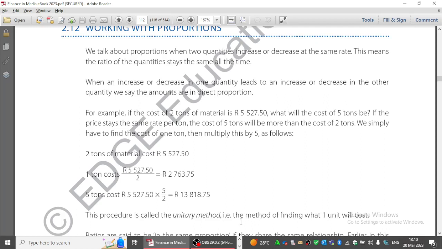So the method of finding what 1 unit will cost is the one that I applied first, saying this divided by this and multiplied by 5. The one they used here is another method, calculating the value of tons to say how much more 5 tons will be than 2 tons in terms of value. That's 5 out of 2, giving us 2.5. So the value of 5 tons will be 2.5 times that of 2 tons, because 5 tons is bigger by 2.5 times. Its value will also be 2.5 times bigger. So we multiply that 2.5 by the value of 2 tons and get the value of 5 tons.